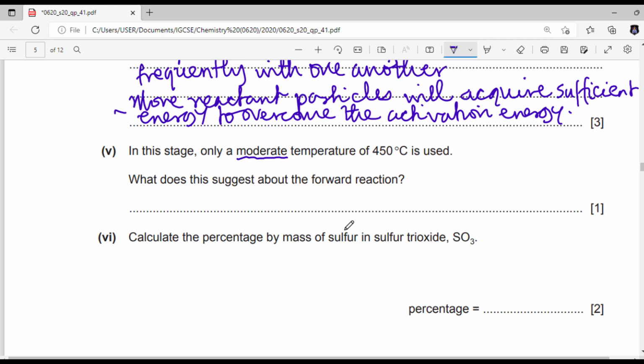And exothermic reactions, they react and then give off the excess heat to the surrounding. So if only moderate temperature is used for the forward reaction, it means that the forward reaction is an exothermic reaction.